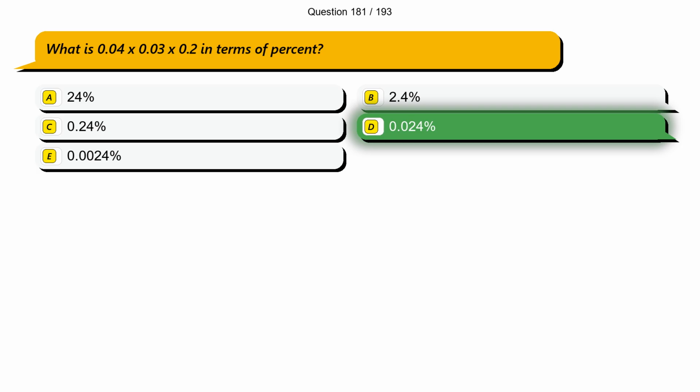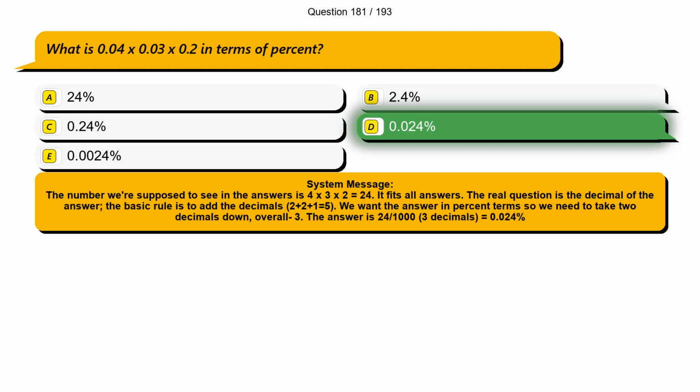The correct answer is option D, 0.024%. The number we're supposed to see in the answers is 4 times 3 times 2 equals 24. It fits all answers. The real question is the decimal of the answer. The basic rule is to add the decimals. 2 plus 2 plus 1 equals 5. We want the answer in percent terms, so we need to take 2 decimals down, overall 3. The answer is 24/1000, 3 decimals, equals 0.024%.